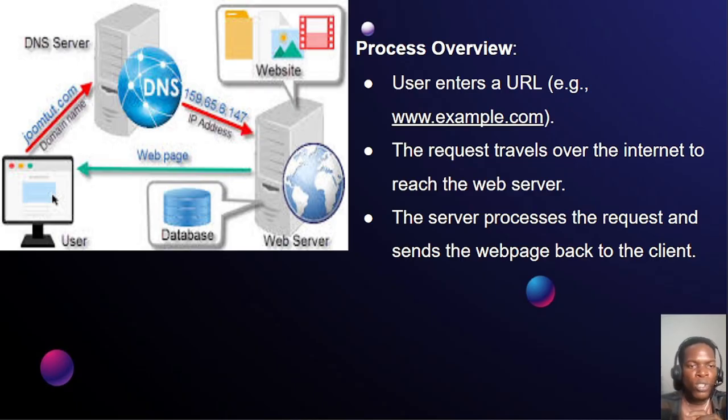So you look at this picture, you say the user clicks on jomot.com, which is the domain name, and it goes to the DNS. So this DNS means domain name server. So what does domain name server do? This is what converts that name, www.facebook.com, to what the system will understand, which is the numbers. Like you see here, you have 159.65. That is called the IP address. So that IP address is like the unique identifier for that website you are trying to access.